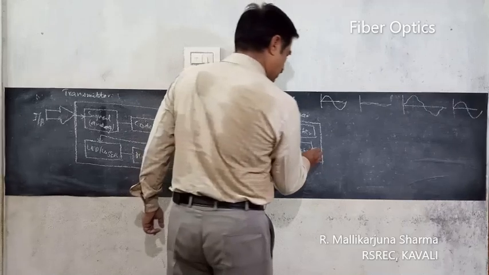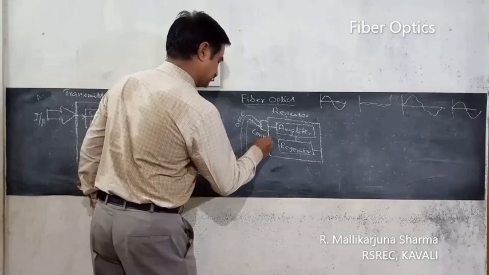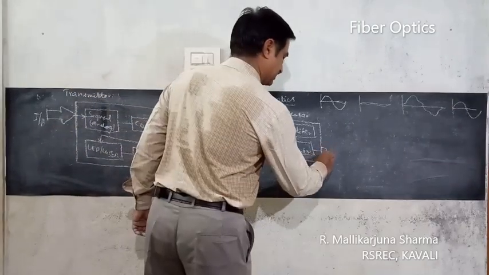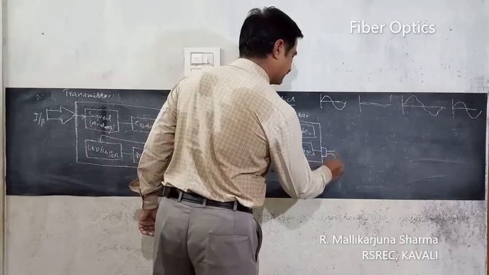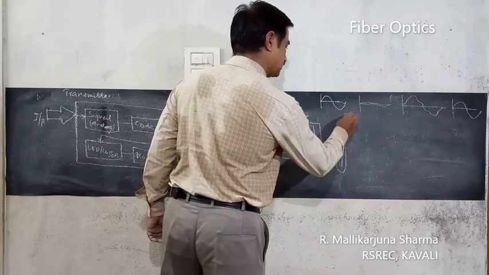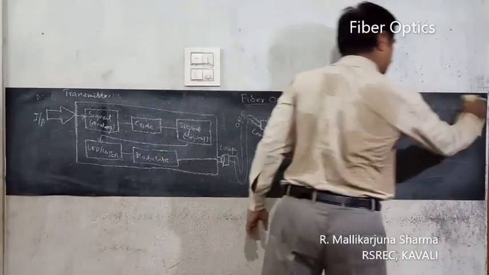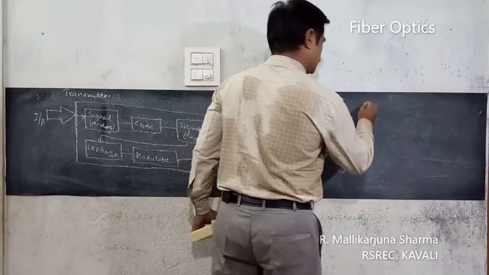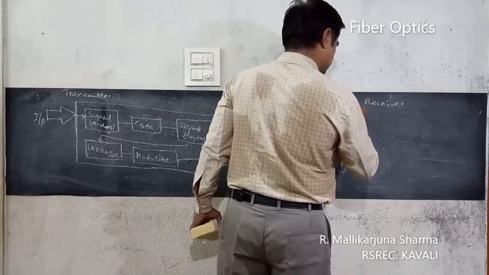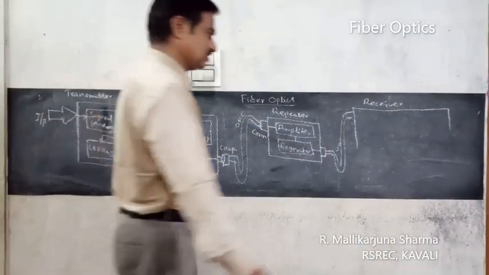Then again, with the help of this connector, this coupler, we take a connector and give the signal to the optical fiber. Again it travels through longer distances in the optical fiber. Then we have the receiver at the other end. Receiver. In the receiver, first we are receiving light signals. It is an optical detector.